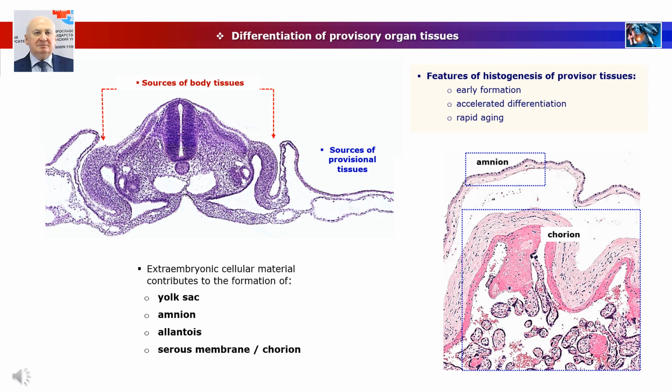In a histological specimen of a developing chicken embryo, the external regions of the ectoderm, mesoderm, and endoderm, separated from the embryo's body by body folds, serve as sources of provisional tissues. Extraembryonic cellular material contributes to the formation of the yolk sac, amnion, allantois, serous membrane, or chorion. Due to the limited lifespan of provisional tissues determined by the duration of embryonic development, their histogenesis is characterized by early formation, accelerated differentiation, and rapid aging.